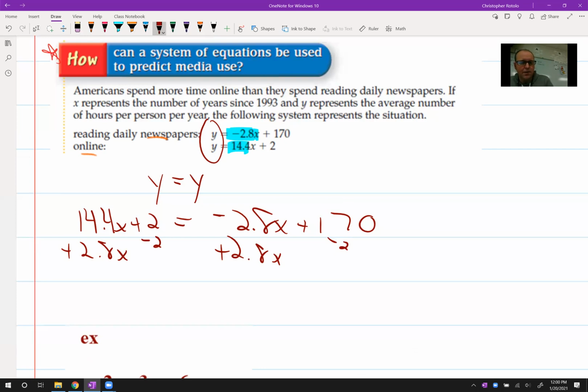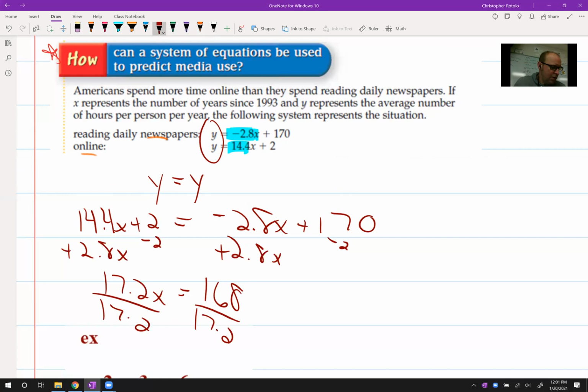All right, so we got 17.2x equals 168 divided by 17.2. All right, so 168 divided by 17.2, 9.77. That's going to give me x. What did x stand for? x represents the number of years.